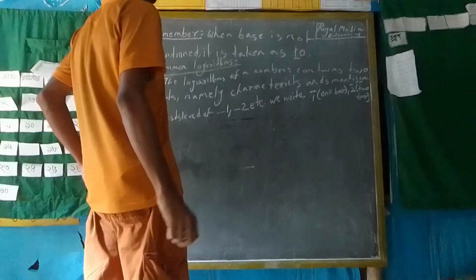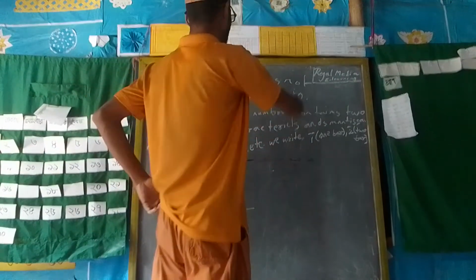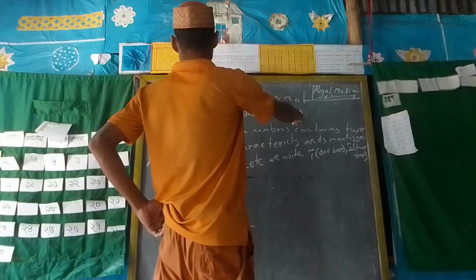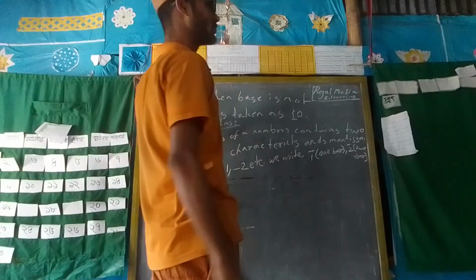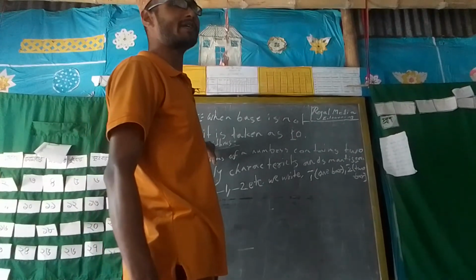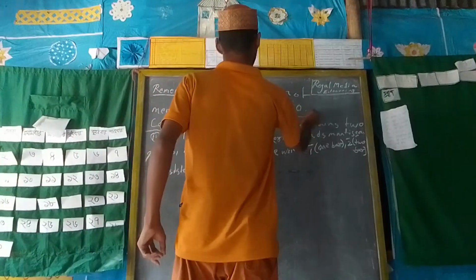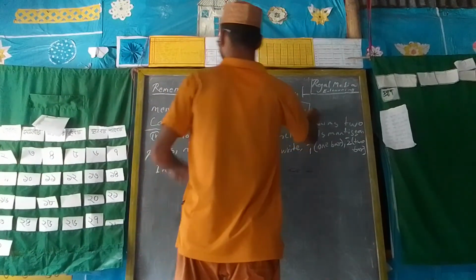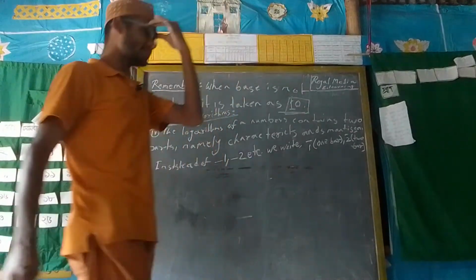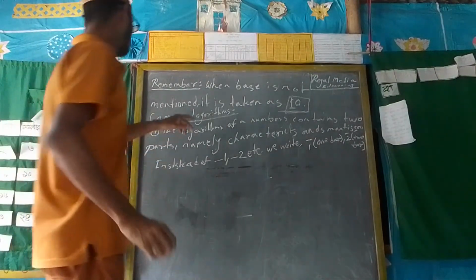Stop it there. Remember one thing: when the base is not mentioned in logarithm, we have to take the base as 10. Common logarithm: those logarithms whose base is 10 are known as common logarithm.